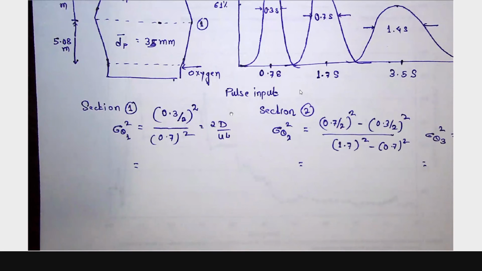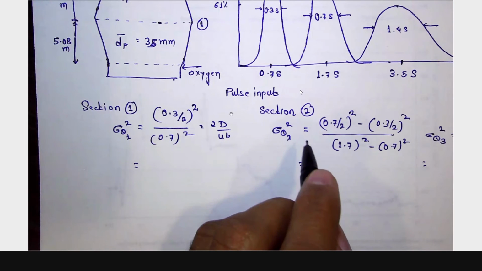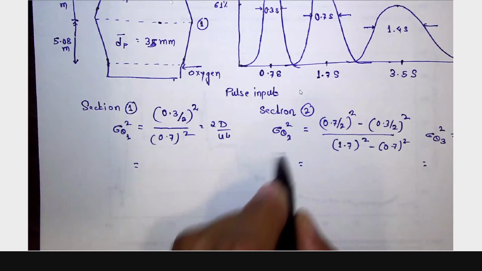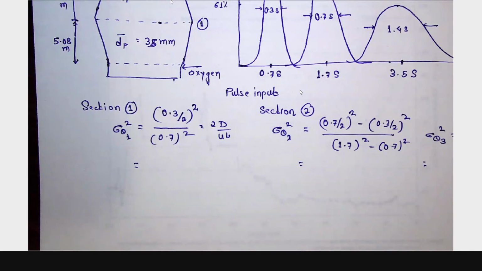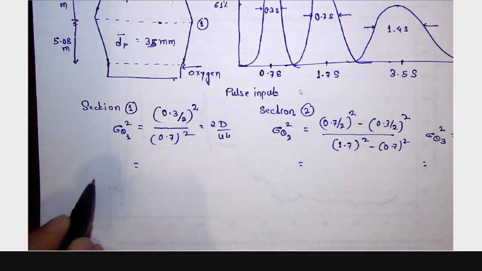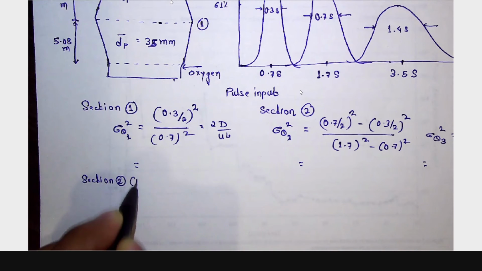So if you are going for the calculation for section 2, what is the value of this one? I don't have the calculations. You can do it and you can compare with your friends. So from sigma theta square, you are getting the D upon UL for this middle section. So we have to just compare with the packed bed. So once you get this value, we are just targeting section 2, or we can say the middle section.